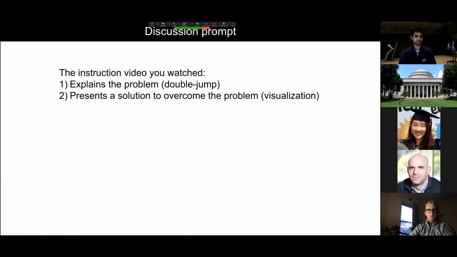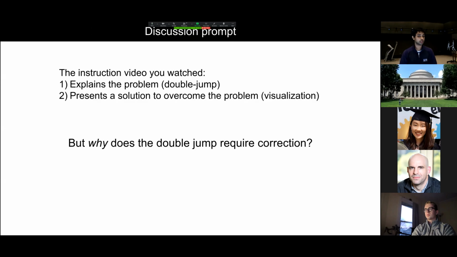So the instruction video that you saw, it explains the problem, says double jump, and presents a solution to overcome the problem, which is visualization, right? So sure, I understand this, but what we could cover with all the wonderful tools we have is try to get better insights as to why the double jump requires correction, right? So this is much harder to figure out.